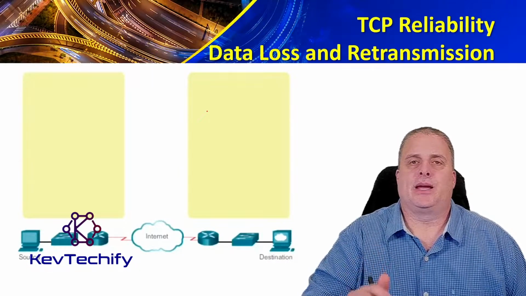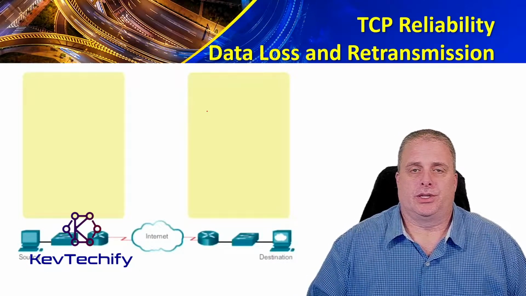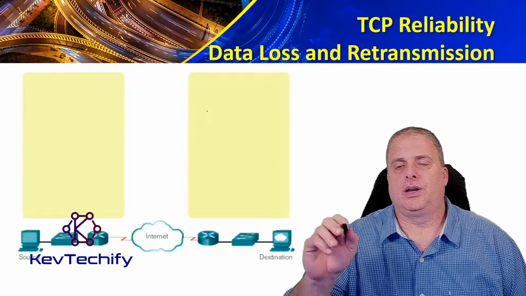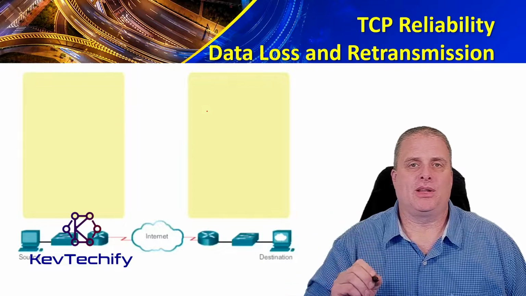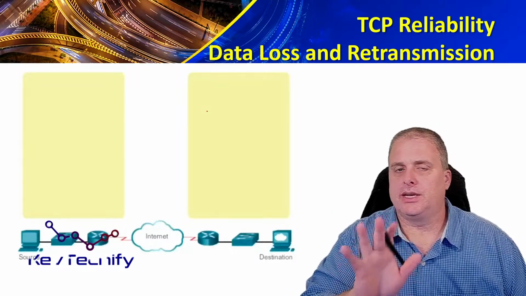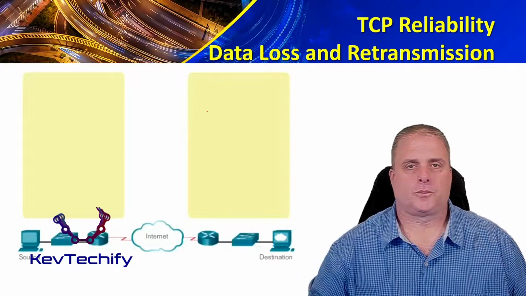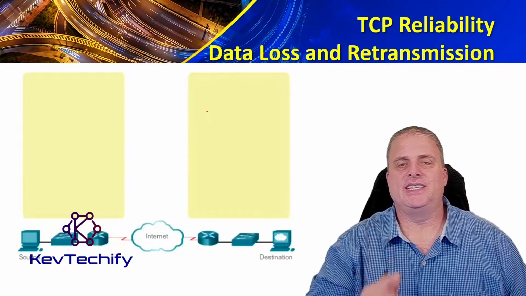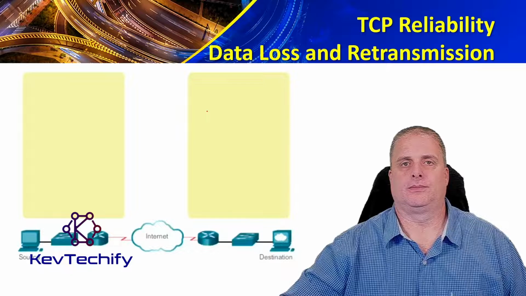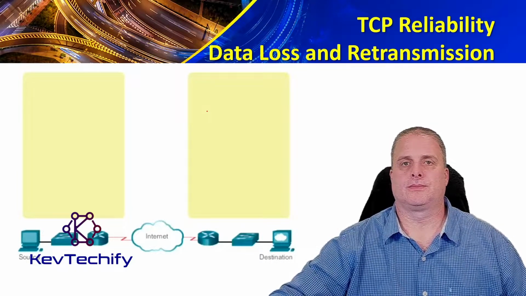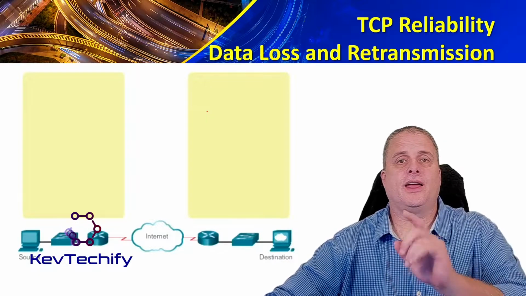Let's work through an example of data loss and retransmission. Now, in this example, we're going to use segment numbers, where in actuality TCP uses sequence numbers, but segment numbers help us more easily understand what is happening. Remember that TCP is a reliable protocol. It uses sequence numbers and acknowledgements to provide that reliability.